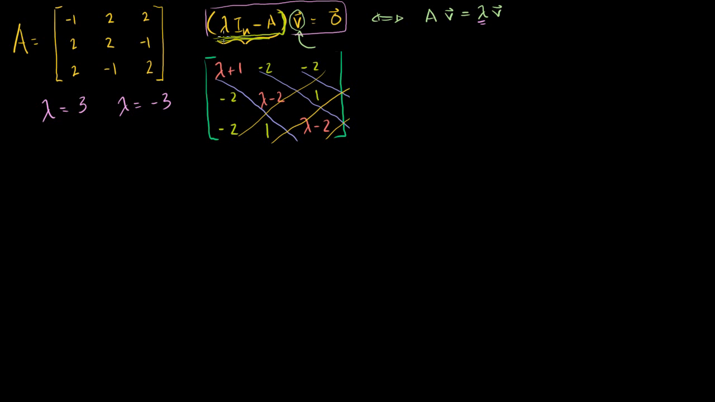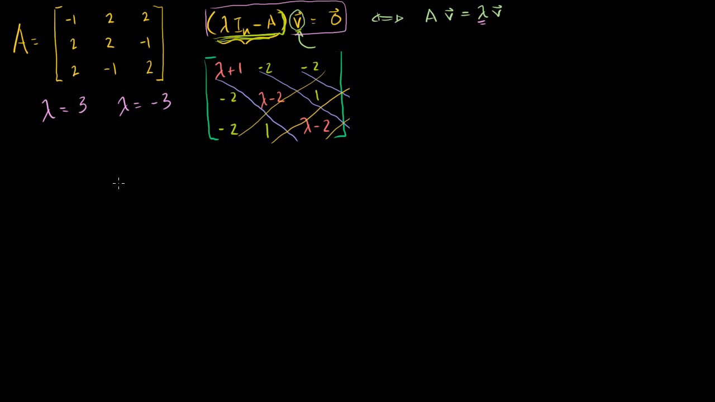This matrix right here, I just copied and pasted from above. I marked it up with the rule of Sarrus, but you could ignore those lines. It's just this matrix right here for any lambda. Lambda times the identity matrix minus A ends up being this. So let's take this matrix for each of our lambdas and then solve for our eigenvectors or our eigenspaces.